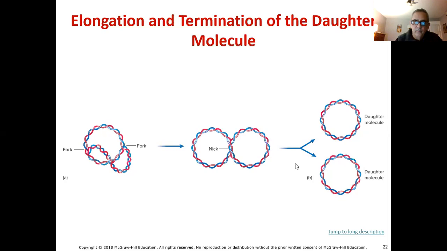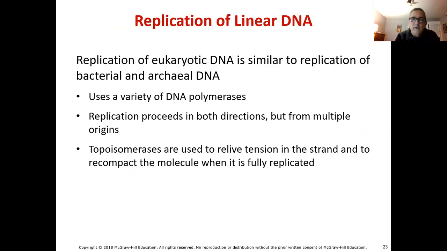Replication of eukaryotic DNA is similar to replication of bacteria and archaeal DNA. It uses a variety of DNA polymerases. Replication proceeds in both directions, but from multiple origins. The topoisomerase unwinds the molecule and then rewinds it after it's been replicated.